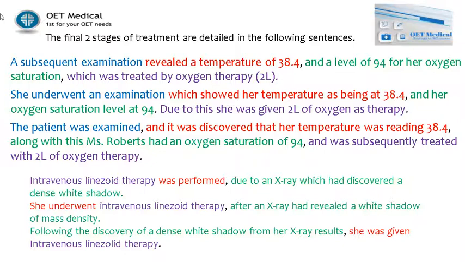The patient was examined and it was discovered that her temperature was reading 38.4. Along with this, Miss Roberts had an oxygen saturation of 94 and was subsequently treated with 2 litres of oxygen therapy. So again, the same sentence, the same information, just written using different grammar structures.